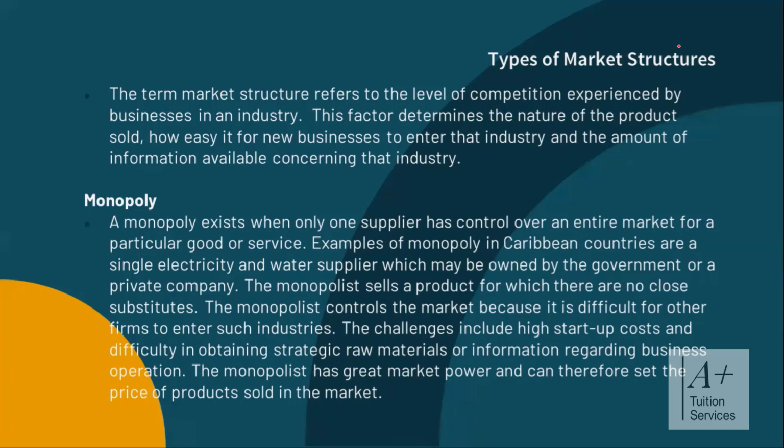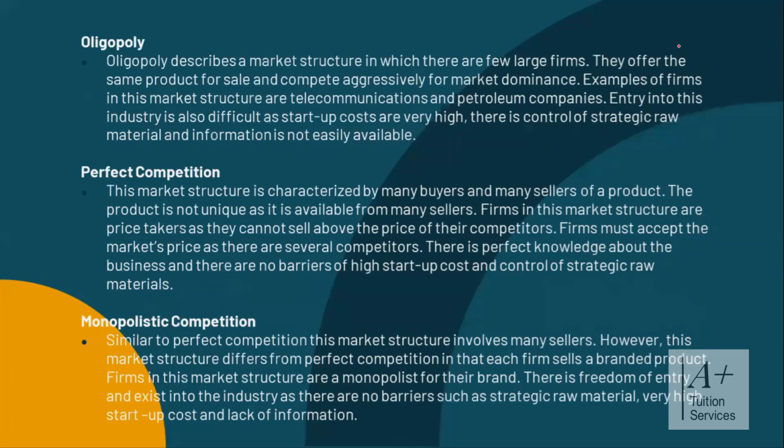The monopolist has great market power and can therefore set the prices of products sold in the market. So you will find changes in your electricity bill. We can't control that because there's no competition. So if one day we get an electricity bill of $4,000, we're gonna have to pay it because at the end of the day, we have no choice. This is the only supplier of a service that we need. So this is what we term monopoly, someone or a company or business that dominates the market.